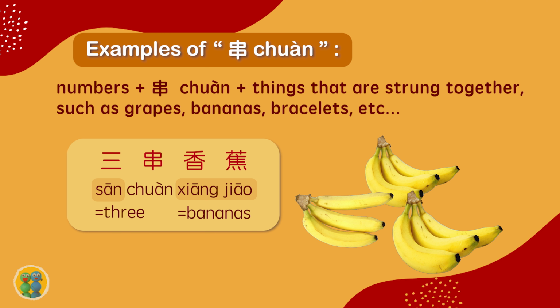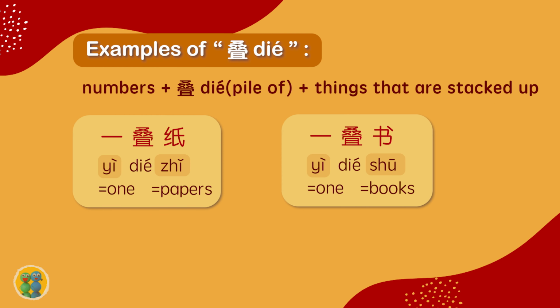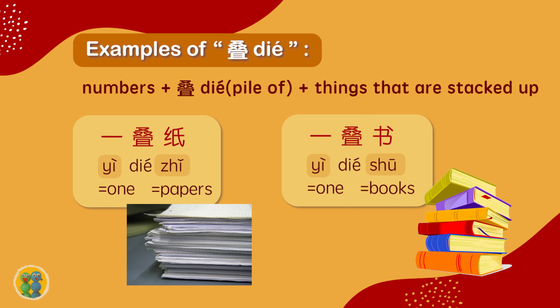香蕉 means bananas. The sixth measure word is 叠. 叠 is used for things that are stacked or piled up as a whole, such as a pile or a stack of papers. And here are the examples. 一叠纸. It means one. 纸 means papers. 一叠书. It means one. 书 means books. So it's one pile of papers and one pile of books.